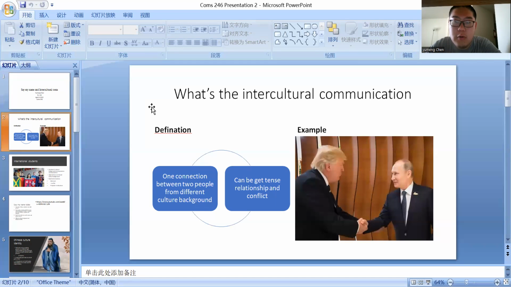So, what is intercultural communication? It indicates how people from two cultural backgrounds remove cultural prejudice and get together to create a new partnership. Just like the picture showing, Trump was from a low-context culture and Putin was from a high-context culture. These two people got together and made developments for America and Russia. So this is a good example of intercultural communication. Intercultural communication can intensify human relationships, but it can also intensify prejudice and misunderstanding.